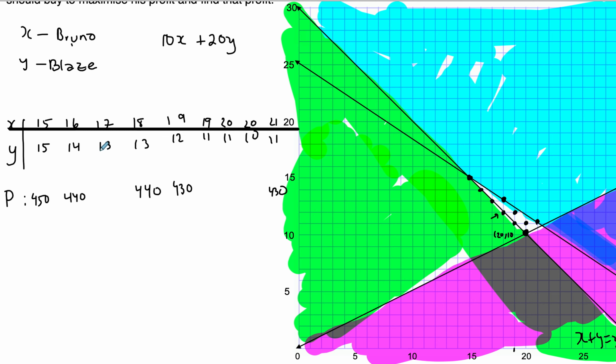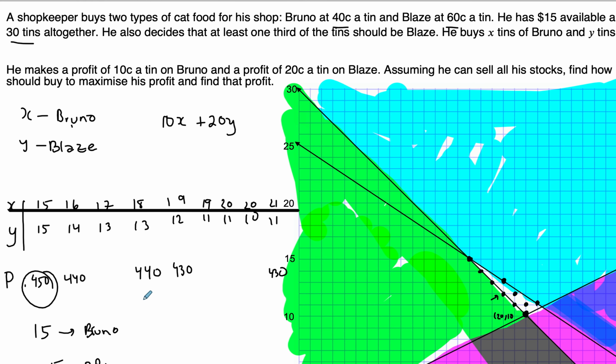So even if you try the other ones, they're actually going to give you less values. So the 450 is the best option. So that will give him the most profit. So 15 of the Bruno and 15 of the Blaze. So that's how you solve a linear programming question.